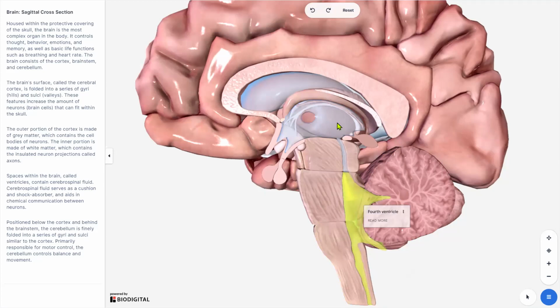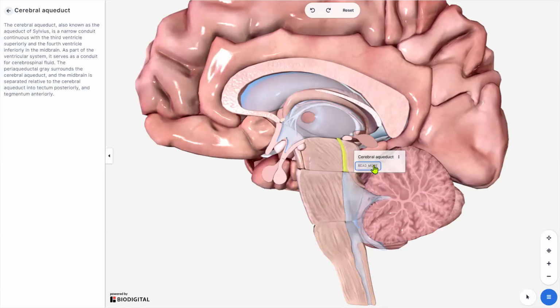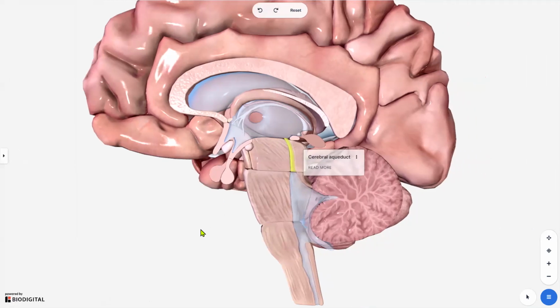Okay, so connecting the third ventricle to the fourth ventricle is the cerebral aqueduct. Okay, cerebral aqueduct. This is actually quite good. I think if you click on it, it will tell you how to pronounce it as well. Okay, maybe not. I thought it did. Okay, but that's what it is. But it gives you like a little description here, right? Okay, of what it is if you need to.